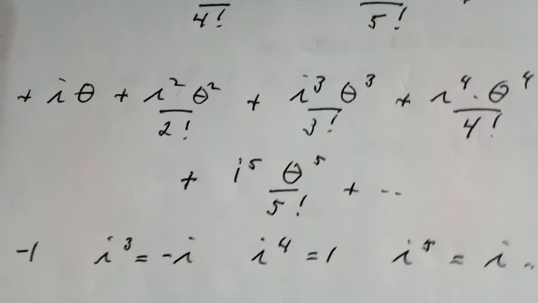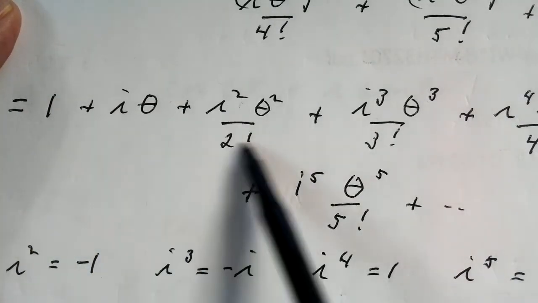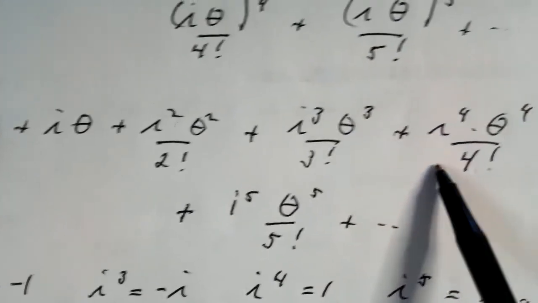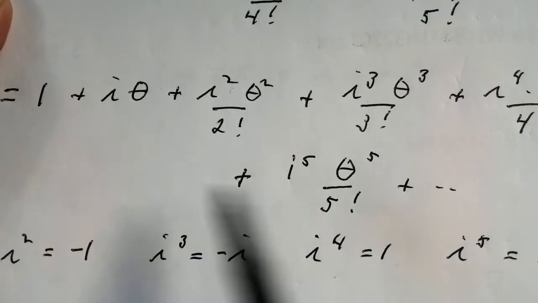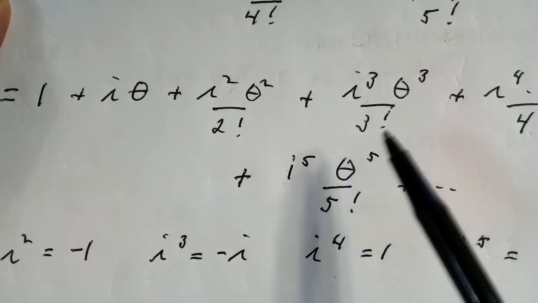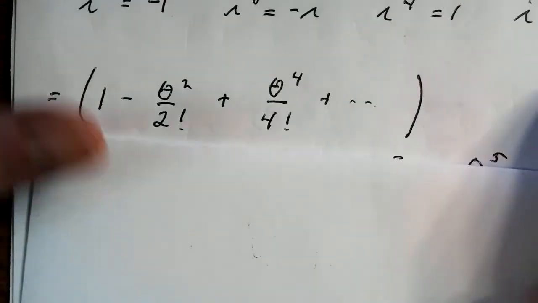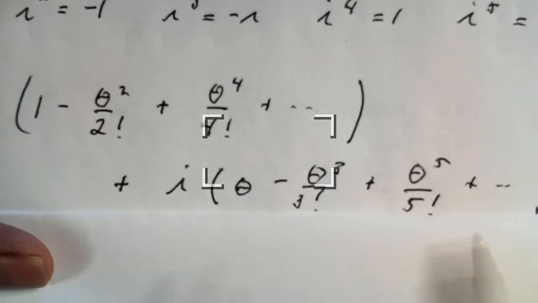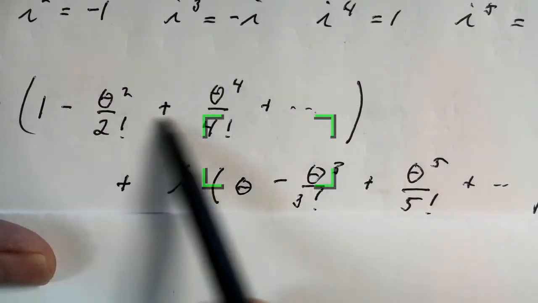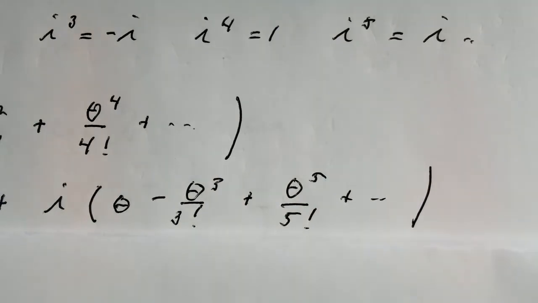So again, when we simplify this term, that term, that term, they will not involve i. But this term and this term will involve i. And so we're grouping together those terms that don't involve i and those terms that do involve i. But this is just the Taylor series for the cosine. So this is the cosine of theta. And this is the Taylor series for the sine of theta.